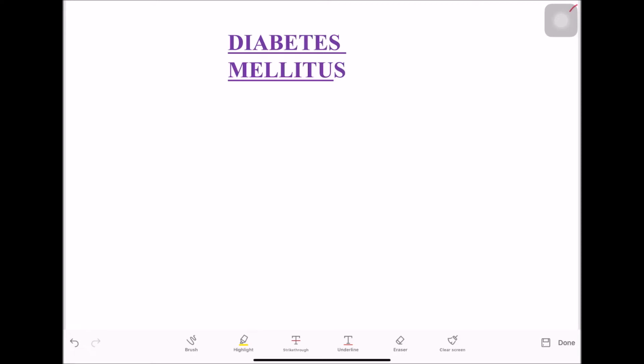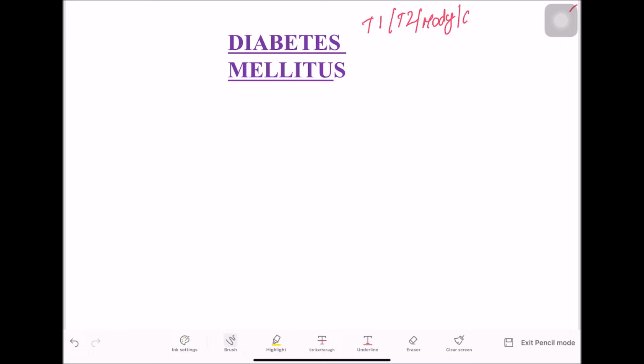So today we are going to see the Krok 1 important questions and discussion under the topic of diabetes mellitus. First of all, we'll see type 1 and type 2 diabetes mellitus, and we'll see diabetes mellitus complications. Everyone knows about diabetes mellitus. We have type 1 diabetes mellitus, type 2 diabetes mellitus, and MODY type, that is maturity onset of diabetes of the young, and then we have gestational diabetes mellitus.